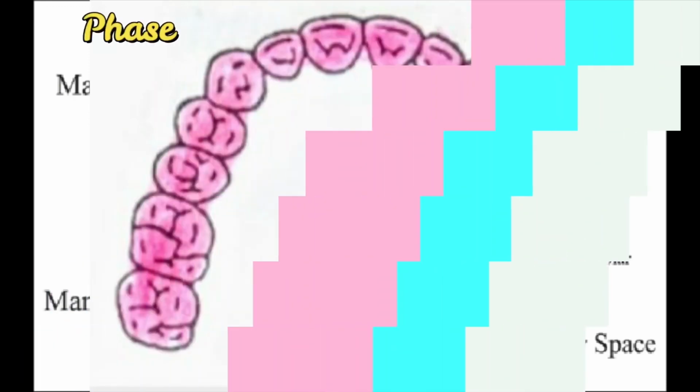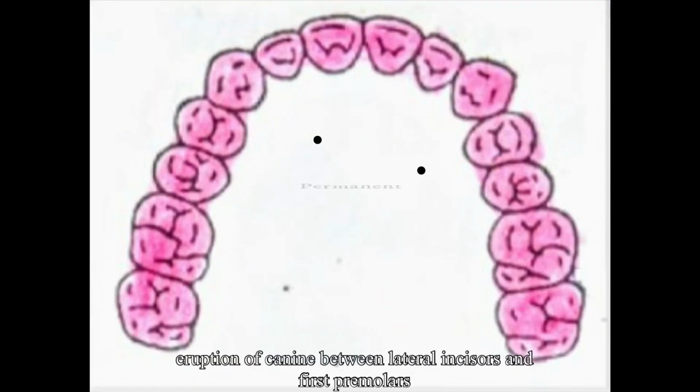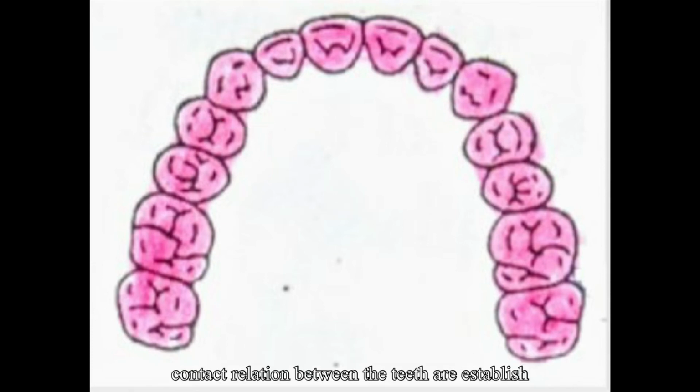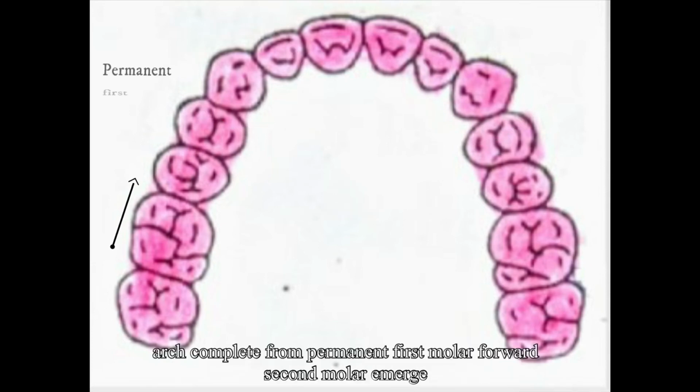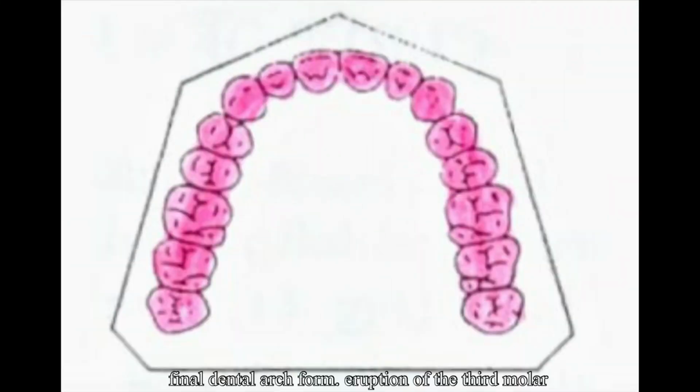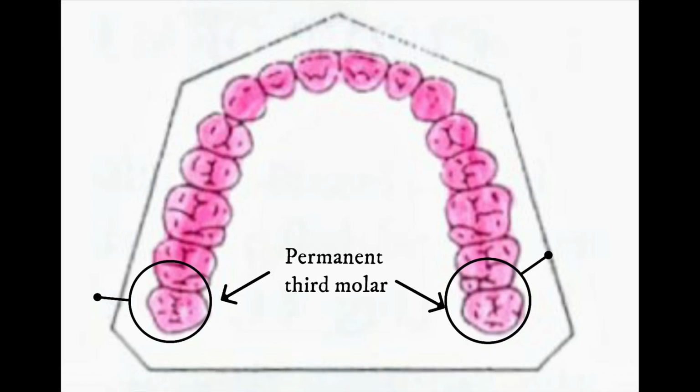Phase 4 starts with the eruption of the canine between the lateral incisors and first premolars. The contact relations between the teeth are established, where the arch is complete from the permanent first molar forward and the second molars emerge. Phase 5 is the final dental arch form, when the eruption of the third molar is complete.